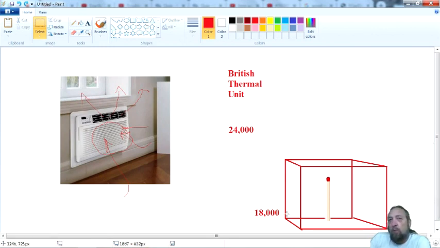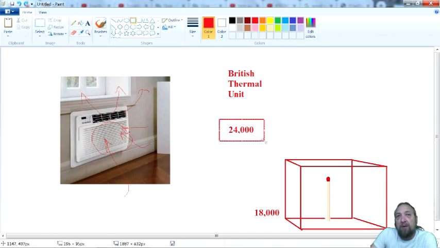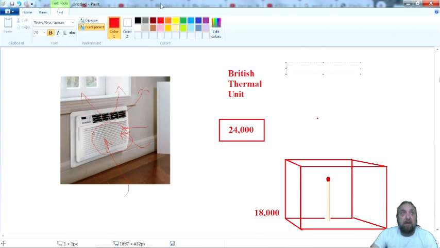Now, what if the room called for an 18,000 BTU air conditioner, but we put a 24,000 BTU air conditioner in there? Will that work? Yeah. It'll cool it. It'll cool it fast, won't it? Yeah, a little bit faster because it's bigger. Okay, but we have a problem. What's the problem? If we use an oversized unit, we'll have a problem with it.